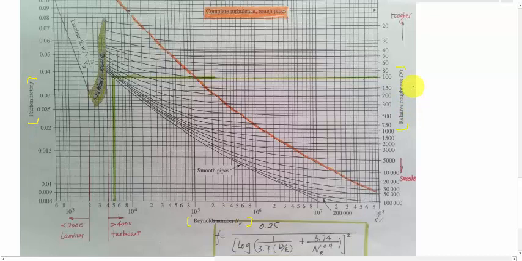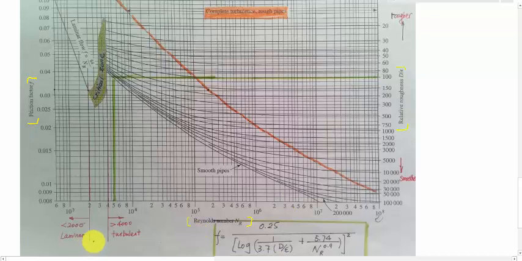You probably notice on the left side over here, the scale is not even. So this is actually a log scale. So F is on log scale. And also the Reynolds number on the bottom is on log scale as well. We discussed Reynolds number before.